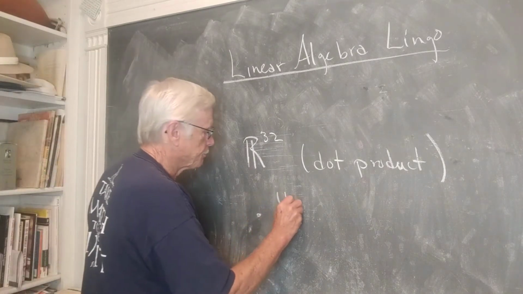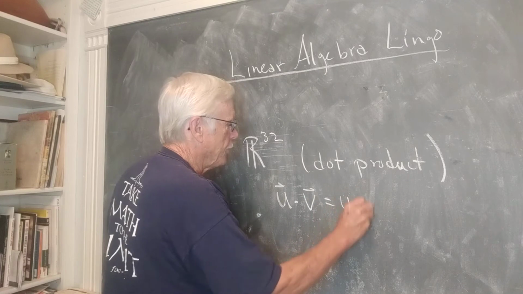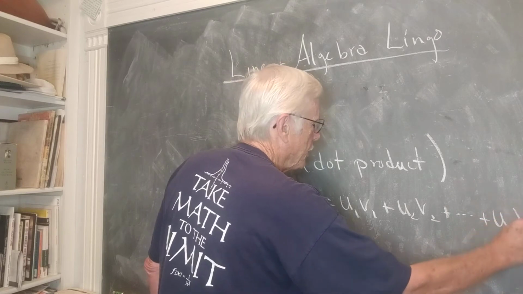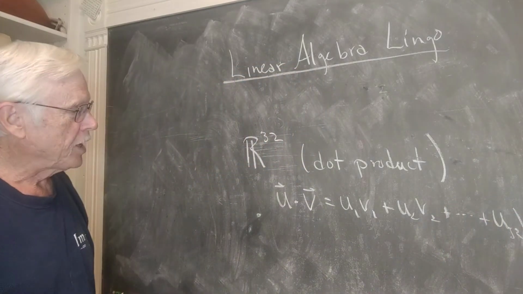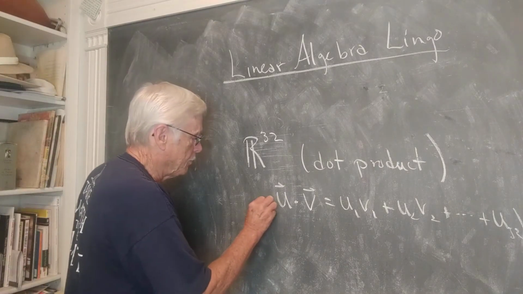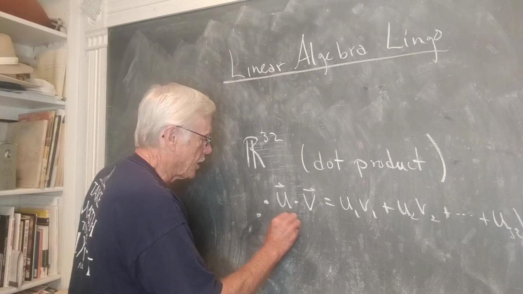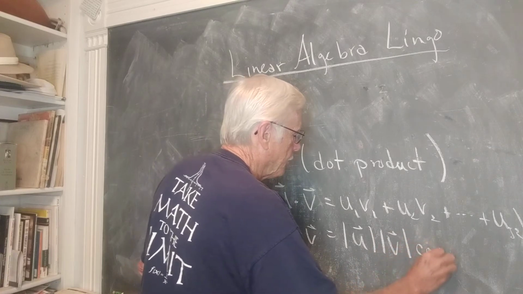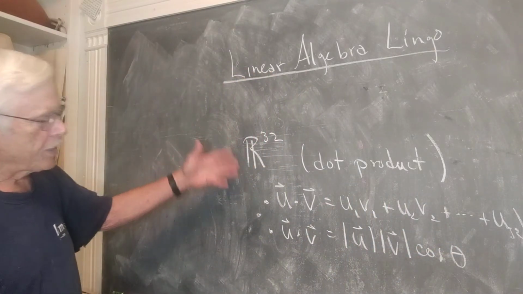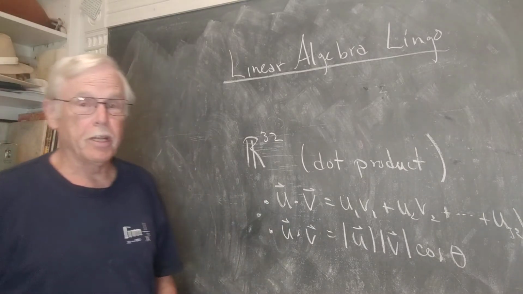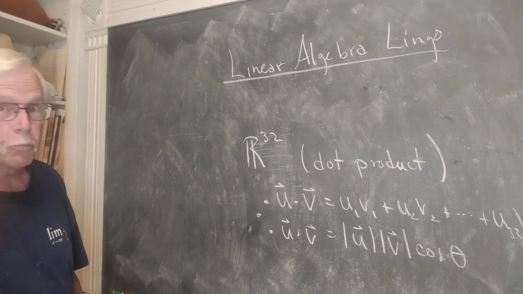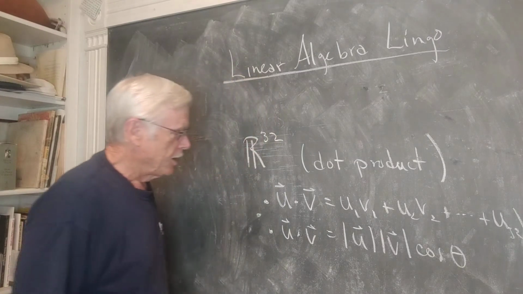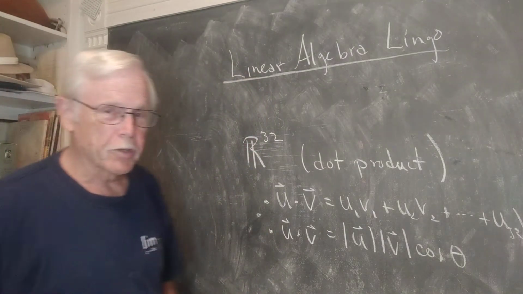u dot v is u1 v1 plus u2 v2 plus dot dot dot plus u32 v32. Amen. And the same geometric definition holds: u dot v is the length of u, length of v, cosine of the angle between them. So knowing that allows you to find the angle between any two vectors in any particular space. And that's one of the ways we'll use it. We'll use it a lot that way. And we'll use it also because of this perpendicular property, that u is perpendicular to v if and only if their dot product is 0.